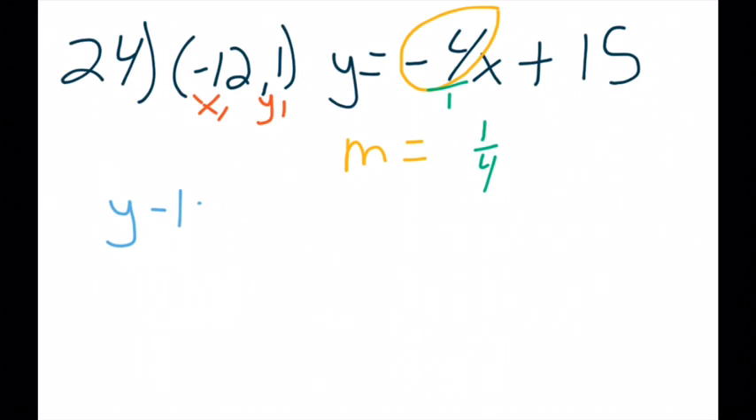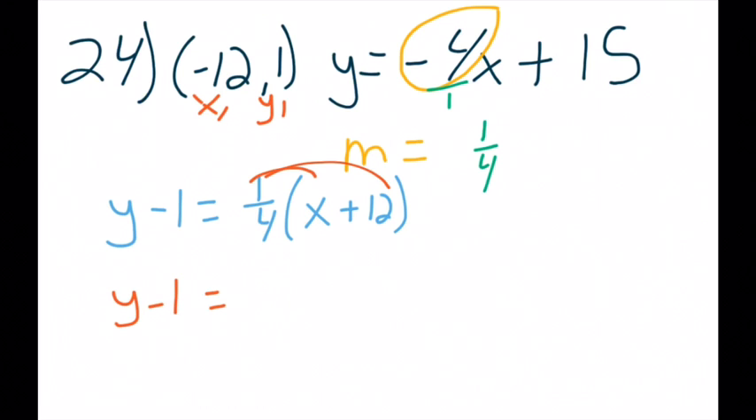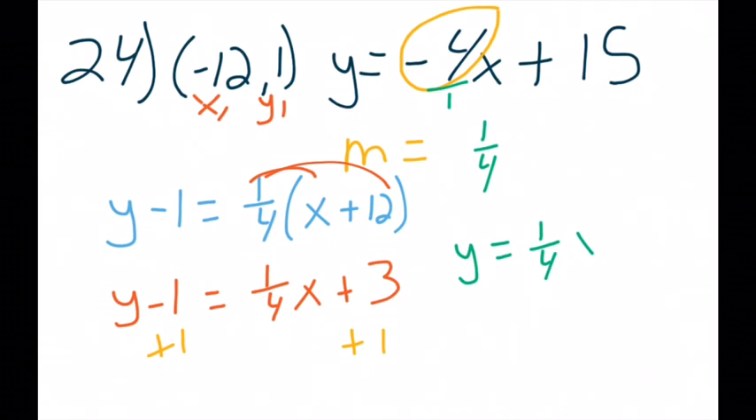Y subtract 1 equals 1/4 times x minus a -12, which is x plus 12. Distribute the 1/4 through. Y minus 1 equals 1/4 x plus a fourth of 12 is 3. Now we're going to add 1 to both sides, and we get y equals 1/4 x plus 4.